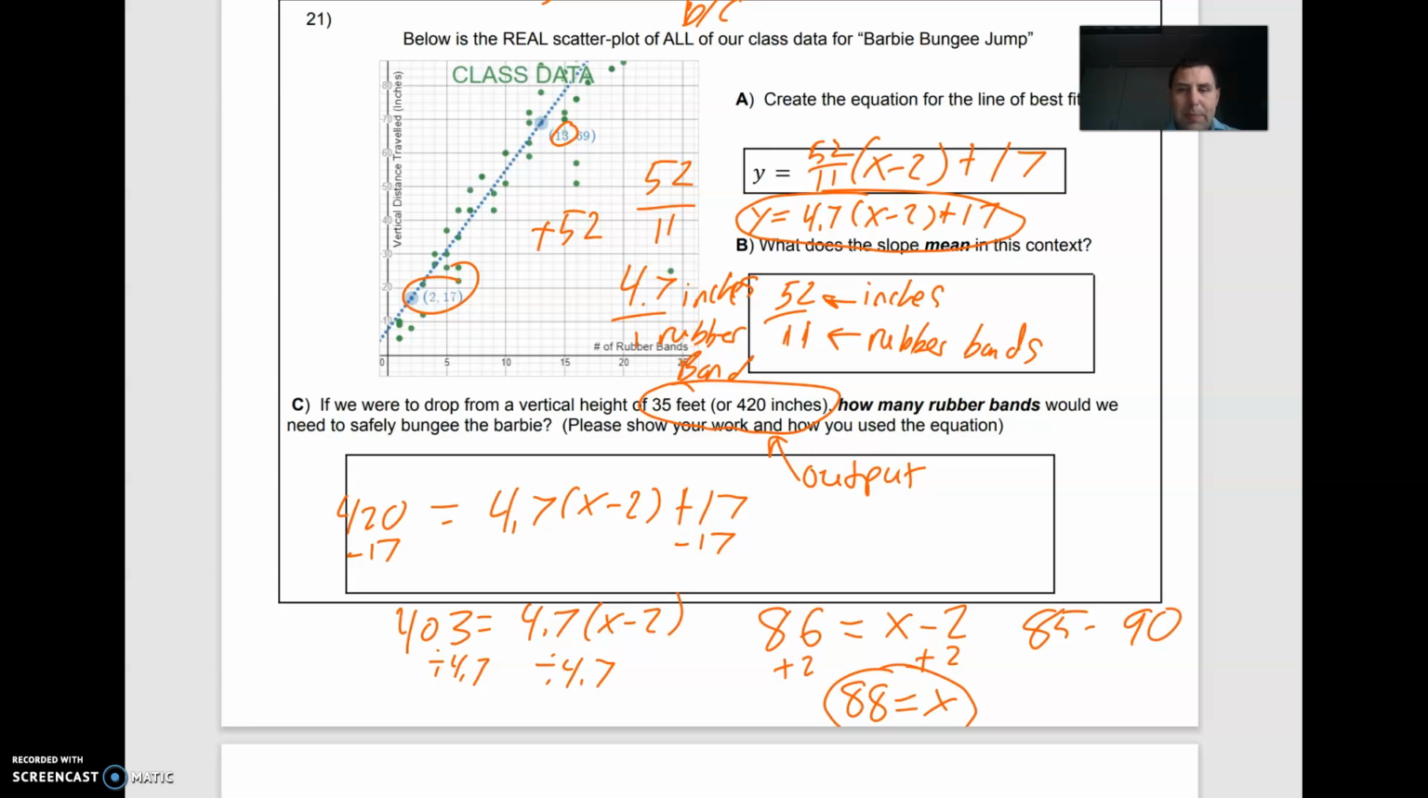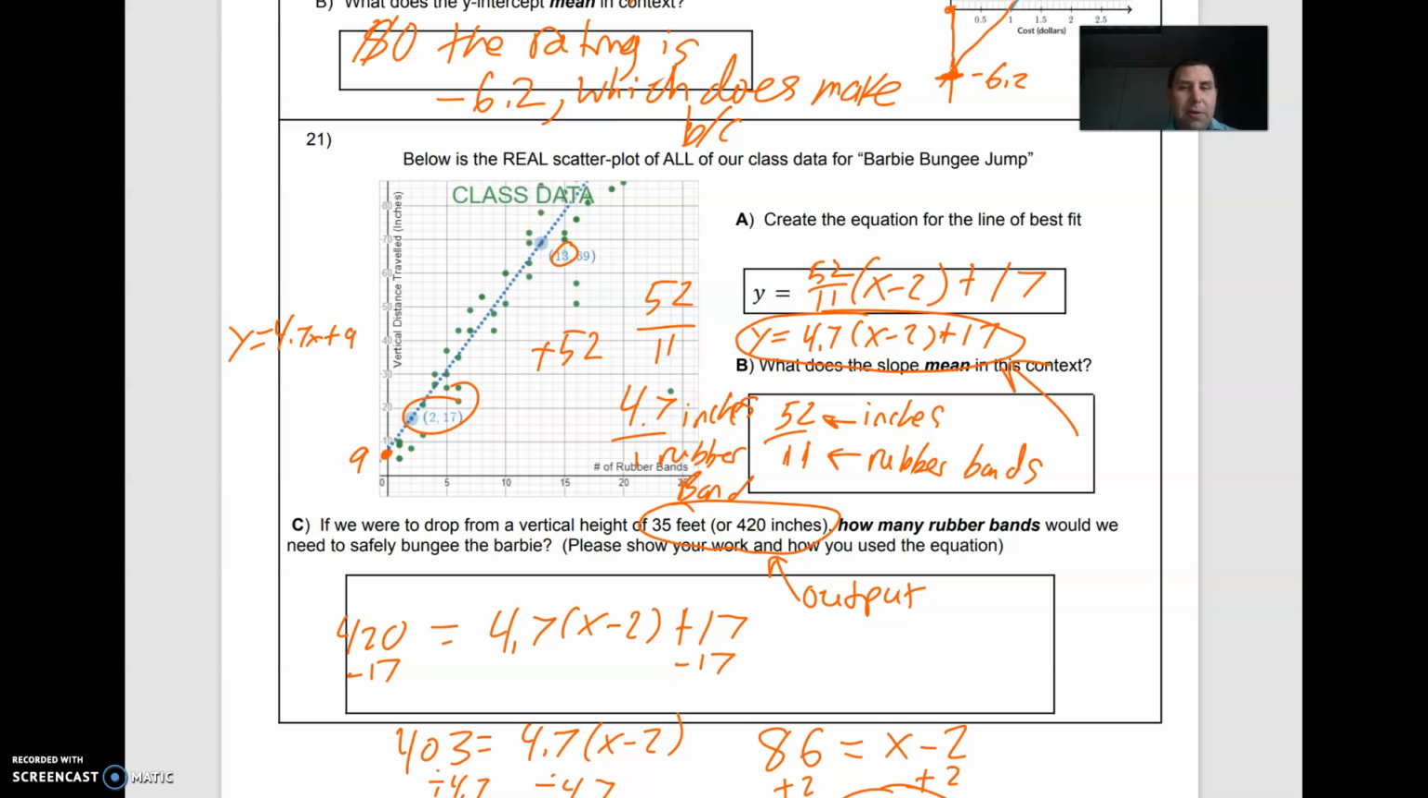Something like that. And what I do want to say is some of you wrote this equation and used the y-intercept of 9. So your equation would have just been 4.7x plus 9. And that would have been fine for now, as long as you used it correctly. So if you gave me an answer around 88, that would have worked. And that's it. So basically, you're interpreting your equation, and you're being able to use your equation.